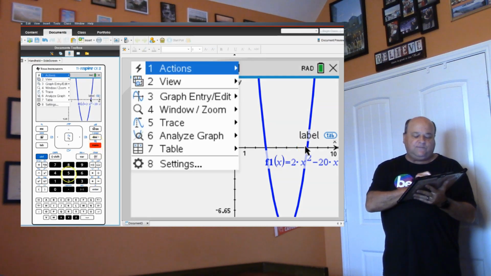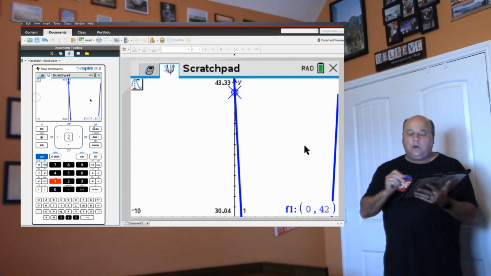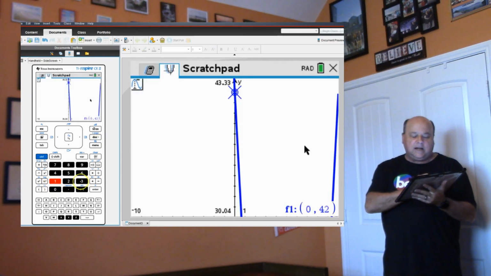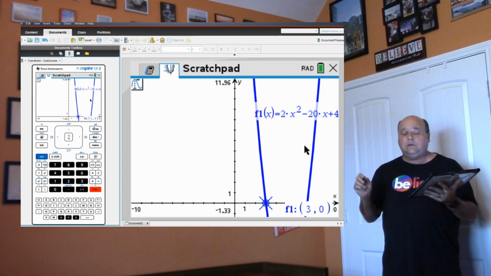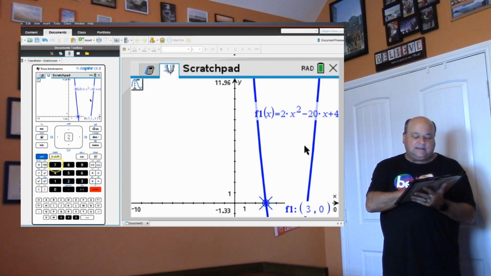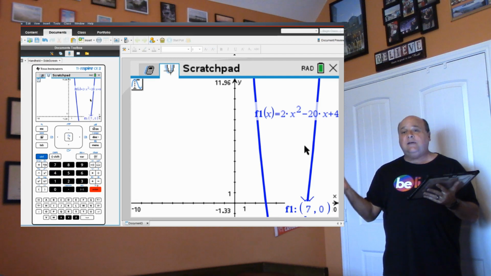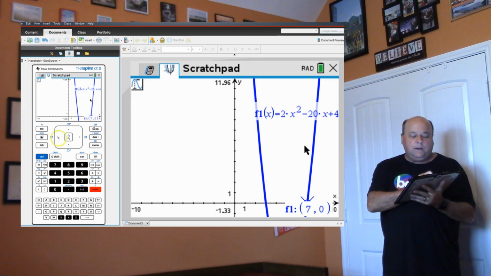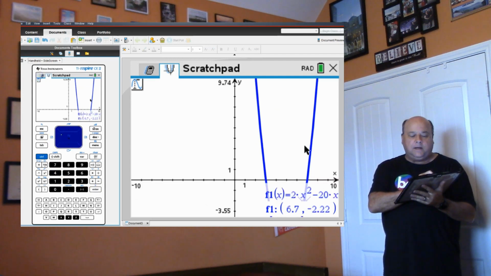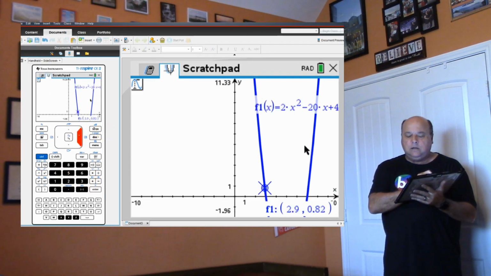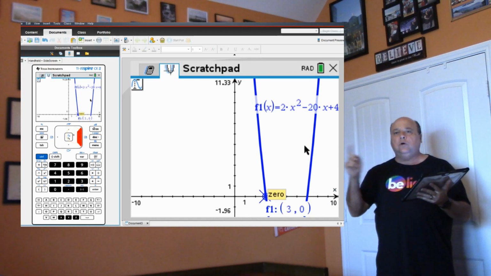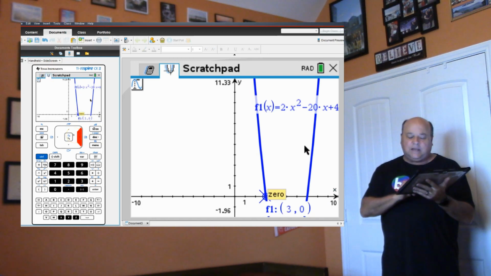So I'm going to hit menu. I'm going to trace 5. And I'm going to type in 1. And I said 3 looked like an answer, right? So 3, enter. Notice at 3, the output's 0. The other answer looked like 7. 7, enter. 7 is also a 0. Remember also, you can hit the left arrow button and move it across, right? So I'm going to hit like 2, enter. And then I'm going to hit the right arrow button. Okay, and that makes it go to the 0. So the zeros are 3 and 7.